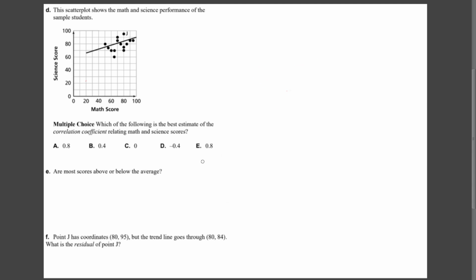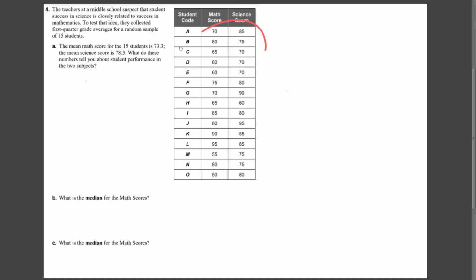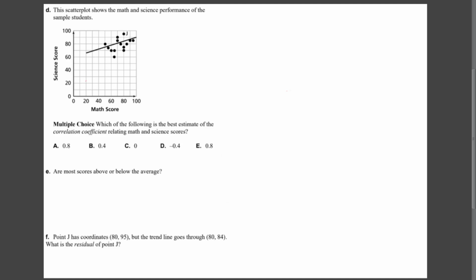On the next part, we have D, E, and F. First one's a multiple choice. This scatter plot shows the math and science performance of the sample students. So everything we saw on this previous page where we had all of the students, all of this data, all 15 of these points, X value, Y value, and they plotted all 15 of those points right there. So that's all of our students, are those dots.